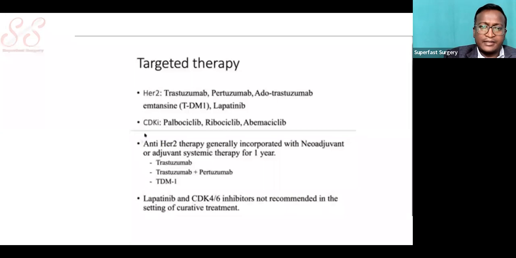Same thing, targeted therapy, okay. CDK inhibitors that I was talking about, these are the examples. So they may ask all except which of the following is a PI3K inhibitor. They will be giving options like palbociclib, abemaciclib, ribociclib, and alpelisib. Alpelisib is the PI3K inhibitor.